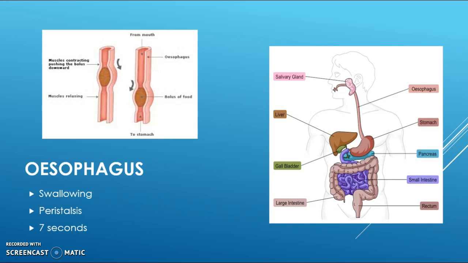So as you can see on the diagram here, the food comes into the mouth and is chewed and broken down by the amylase enzymes released in the salivary glands, and then the food is taken down this tube here, which is the esophagus, into the stomach.